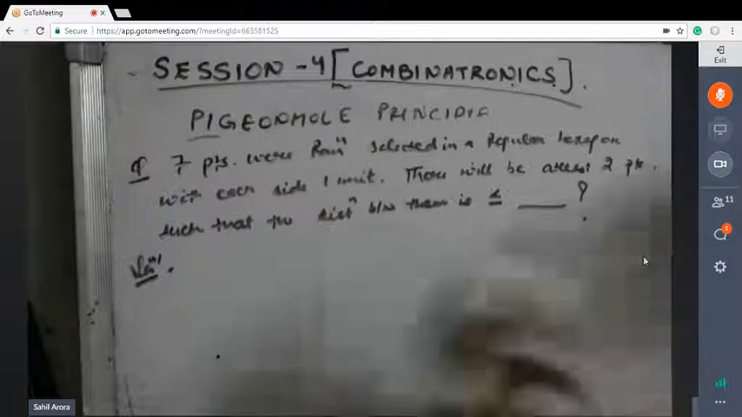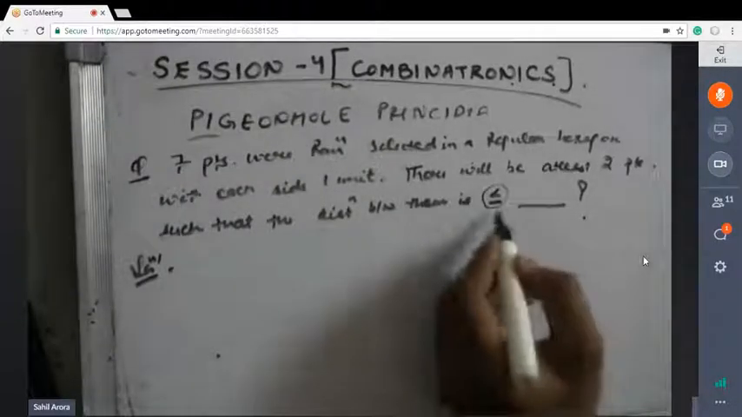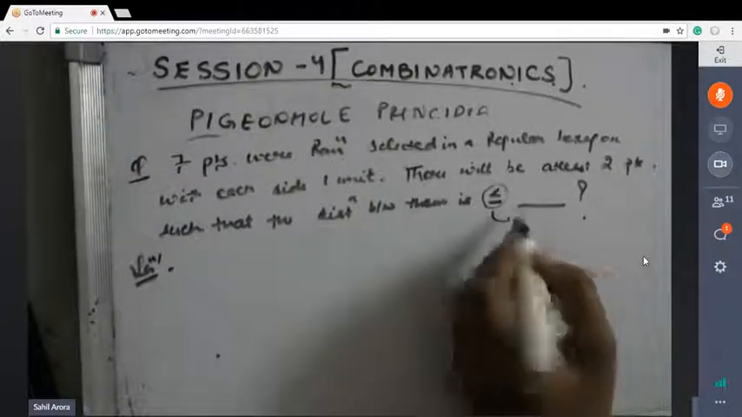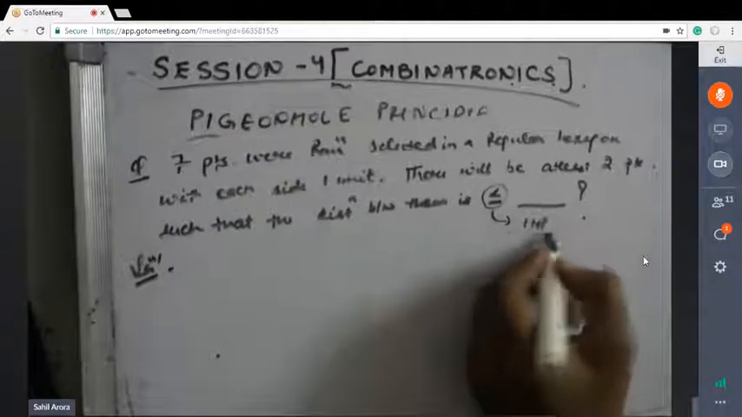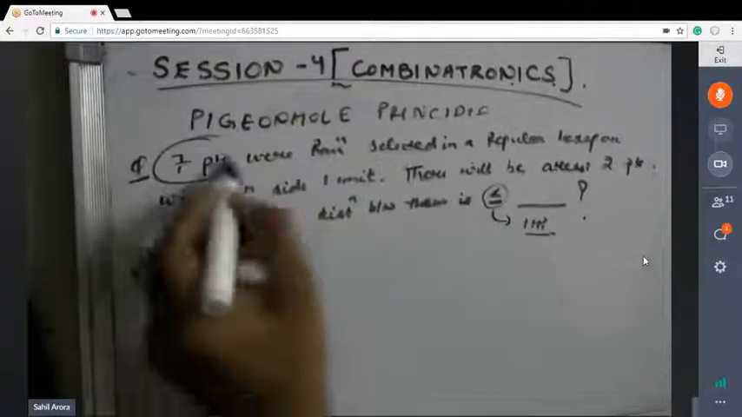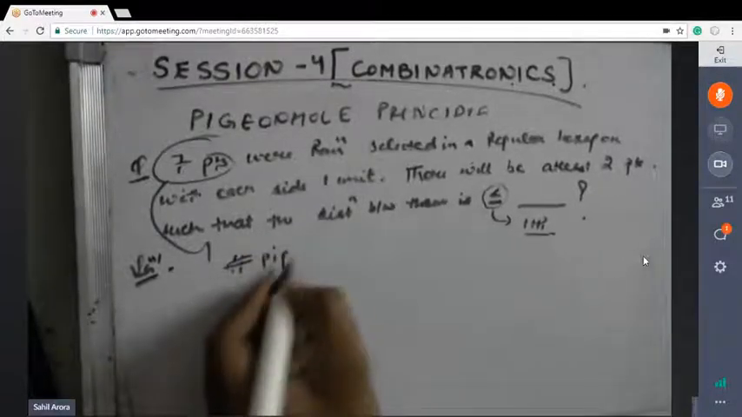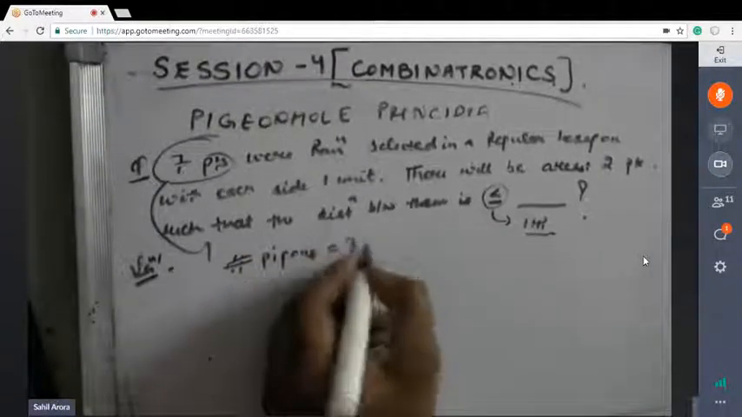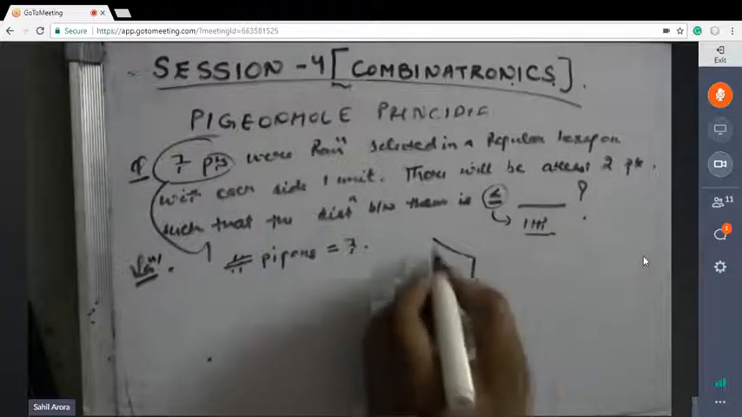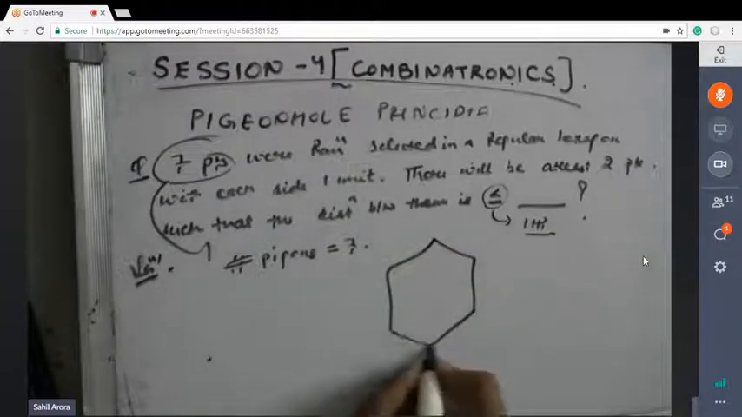Okay, let's start. So it is very simple. Now the question is saying less than or equal to, which simply means it does not exceed. So this means we need to apply PHP here. Second, 7 points are there. It means the number of pigeons for us is 7. We have a hexagon, which is a 6-sided benzene-like structure.